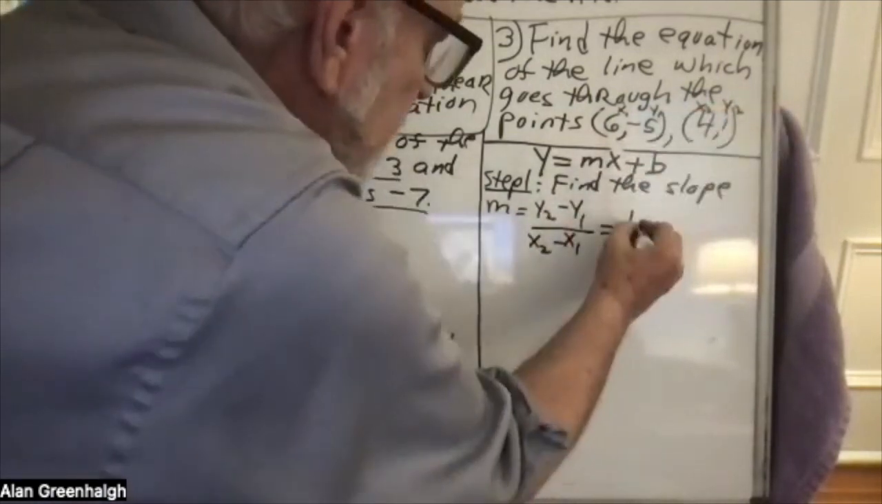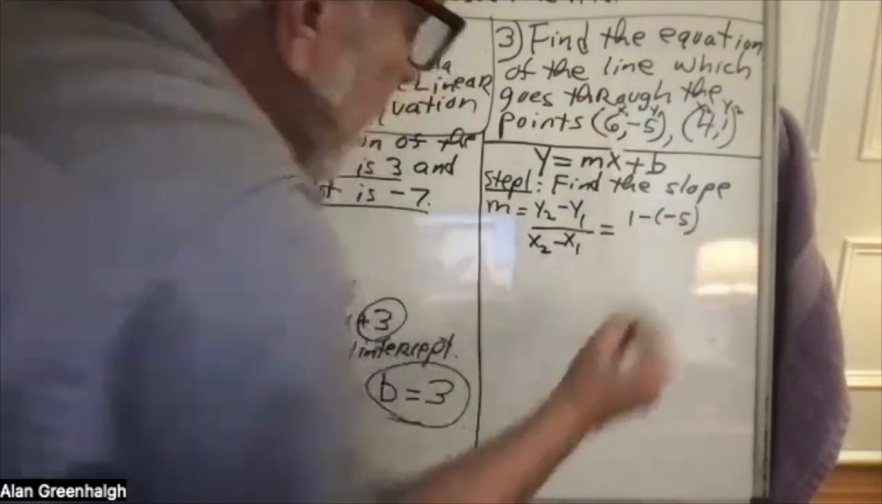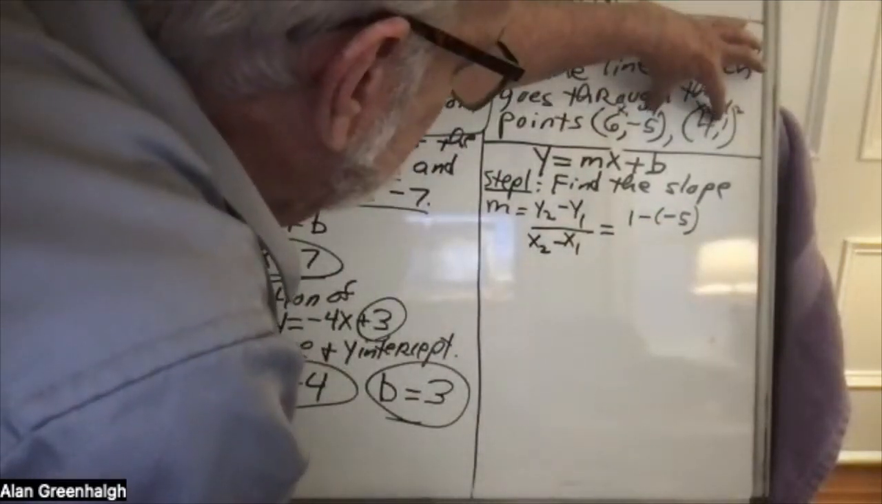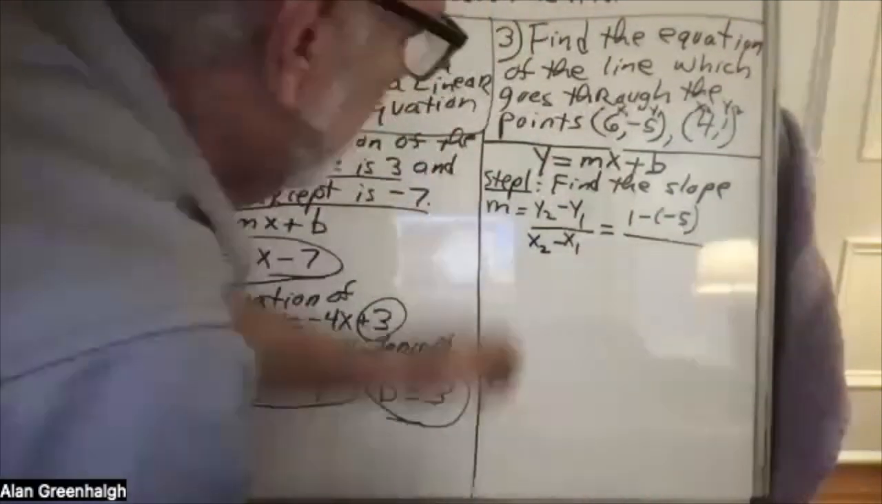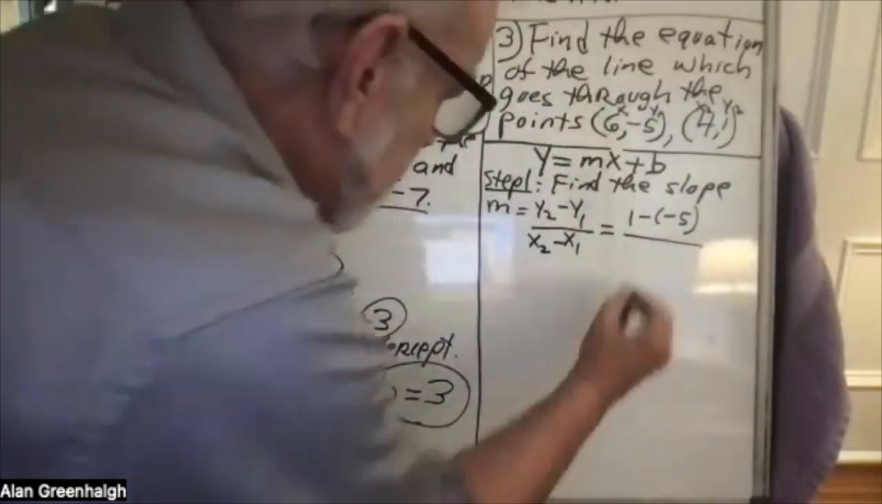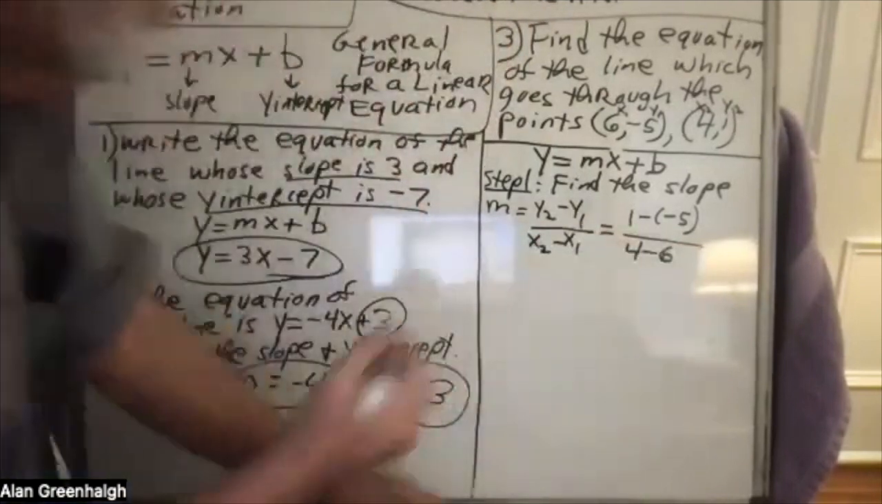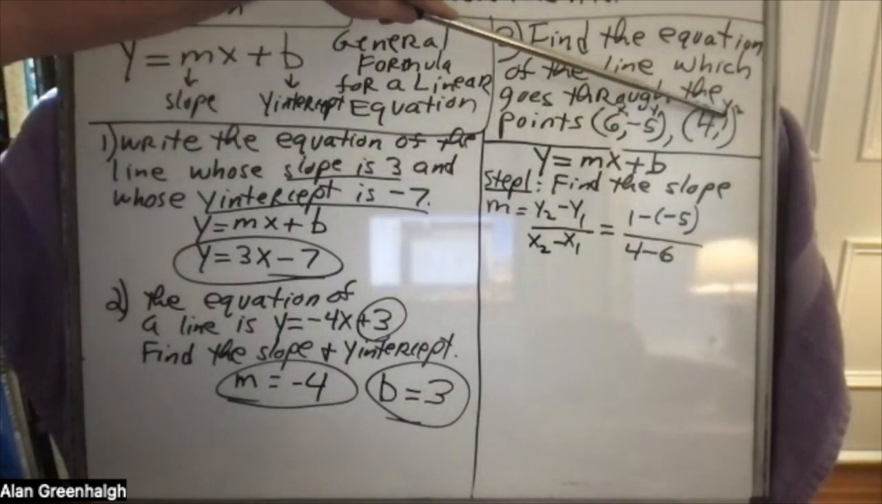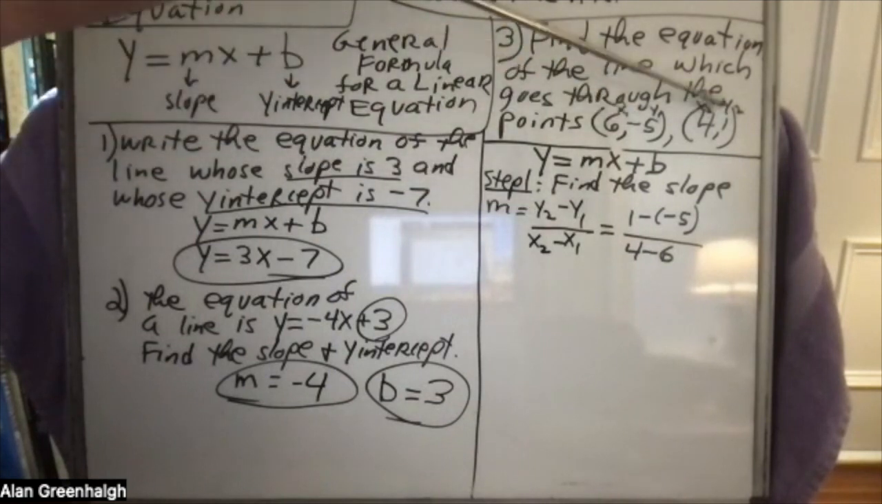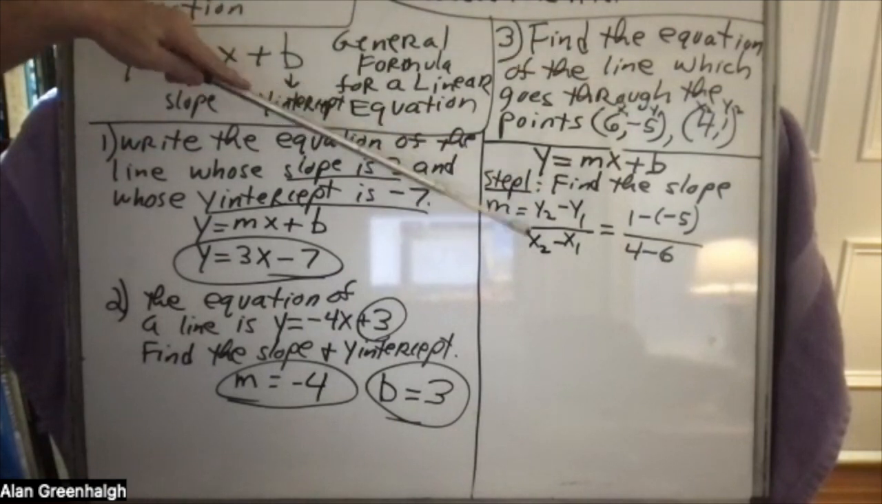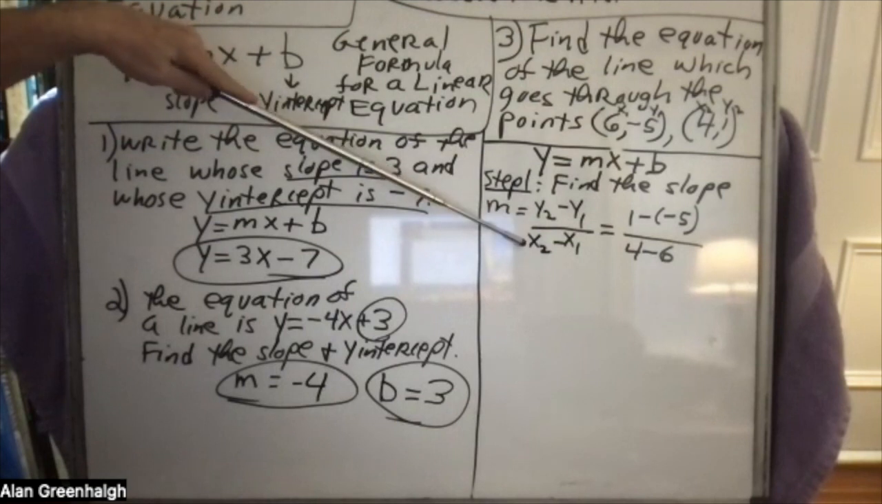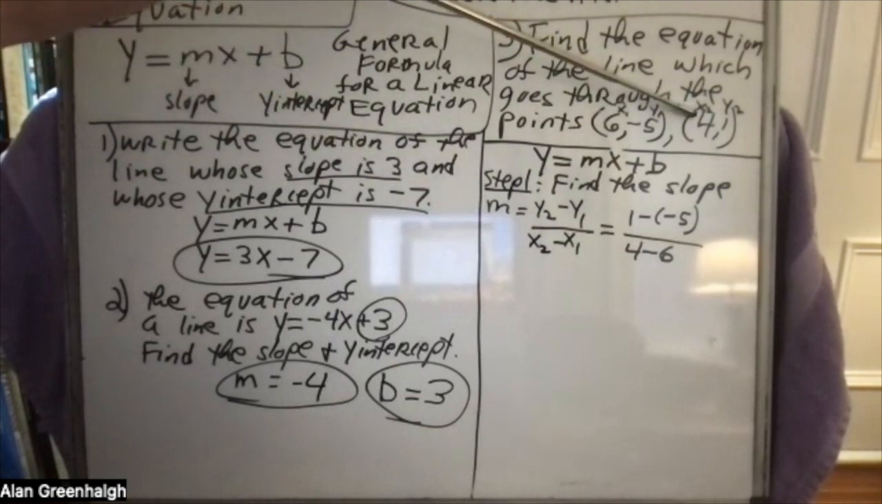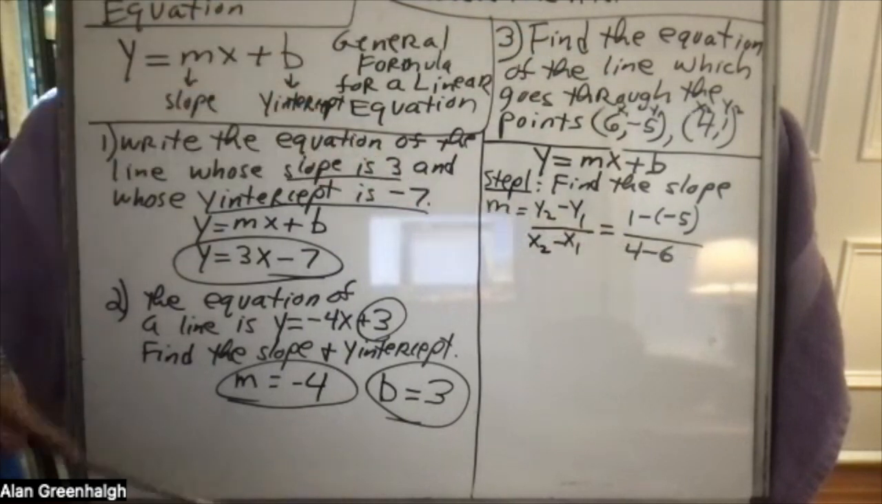So 1 minus -5, that's subtracting the y's, divided by 4 minus 6, subtracting the x's. Delta y, the change in y, is 1 minus -5, subtracting the y's, and delta x, remember delta y over delta x, the change in x is equal to the second value of x minus the first value of x, 4 minus 6.